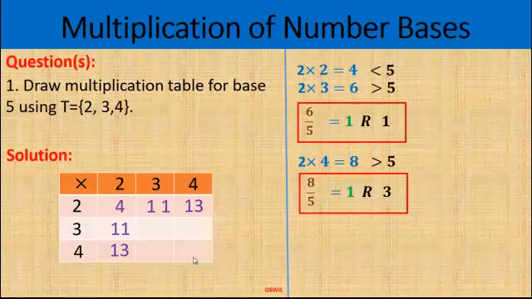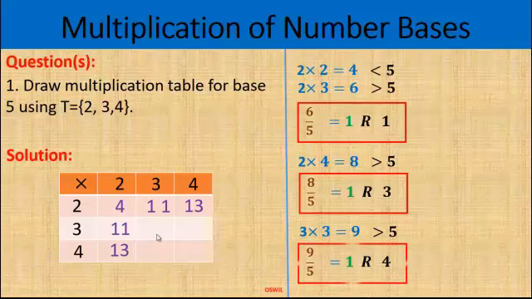So we go to 3 times 3. 3 times 3 would give us 9. 9 is greater than the base 5, and hence we have to divide. 9 divided by 5 would give us 1 remainder 4. So in the cell for 3 multiplying 3 here, we put in 1 4, not 1 remainder 4, 1 4. So you write 1 4 as your answer.